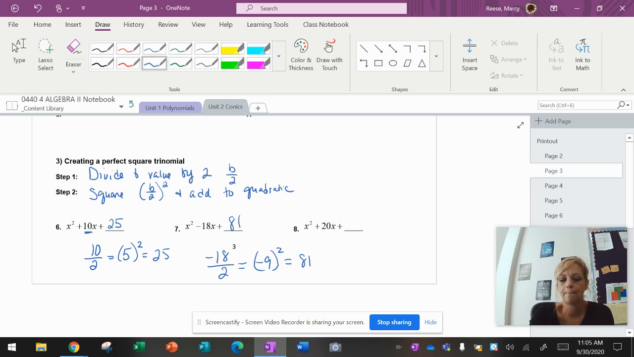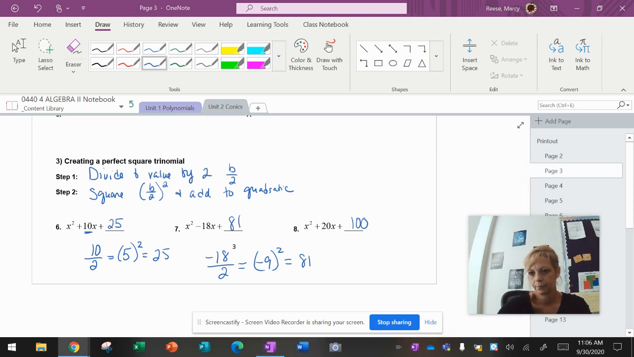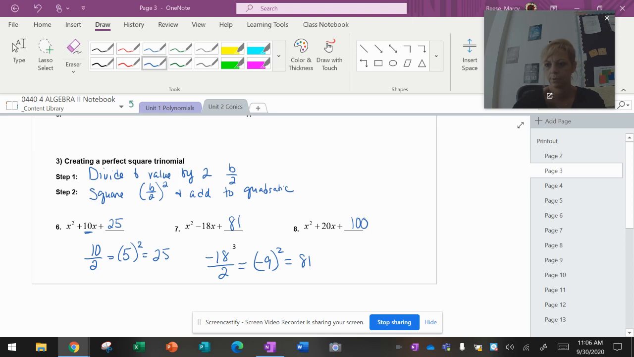And last one, you do it. Go, go, go. You should have gotten 100 here, right? 20 divided by 2 is 10, and then you square the 10. I don't know why I always put it down.